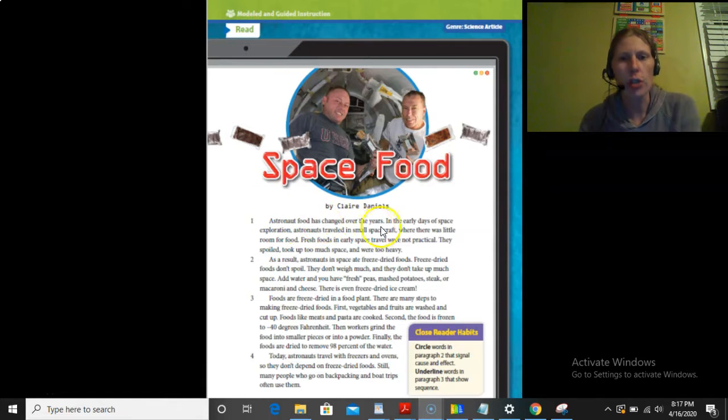Astronaut food has changed over the years. In the early days of space exploration, astronauts traveled in small spacecraft where there was little room for food. Fresh foods in early space travel were not practical. They spoiled, took up too much space, and were too heavy.